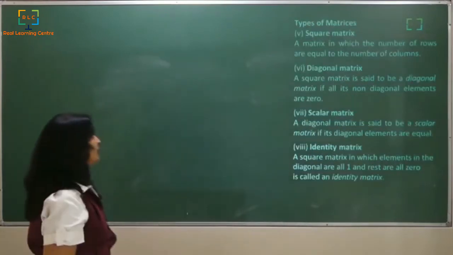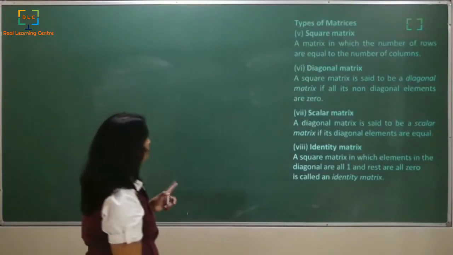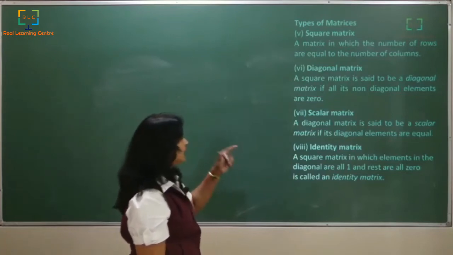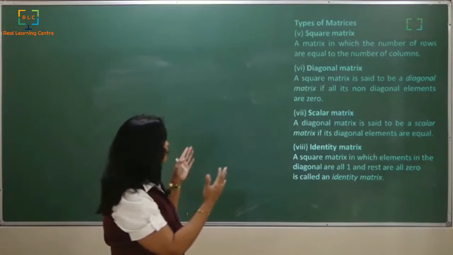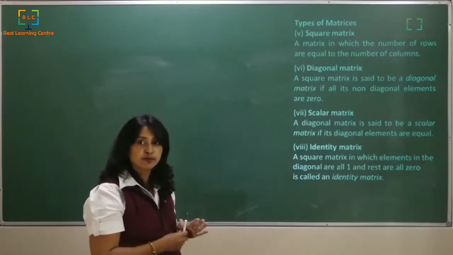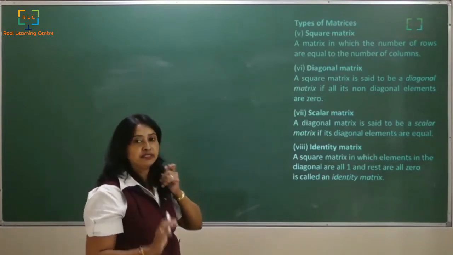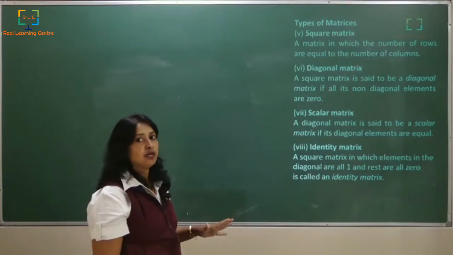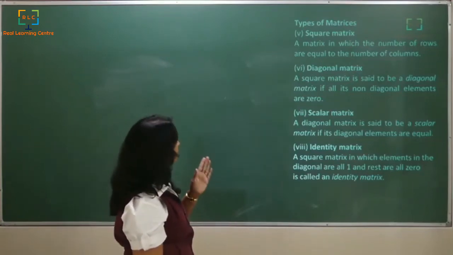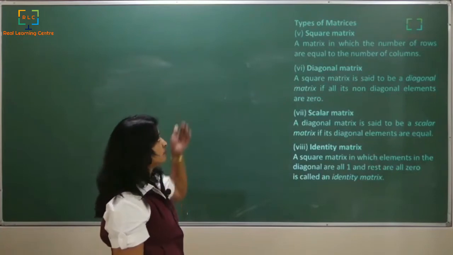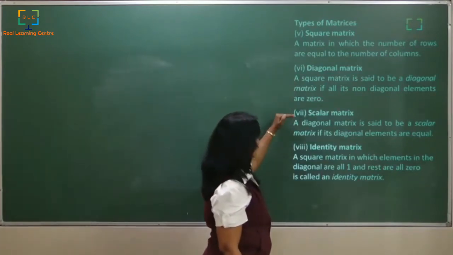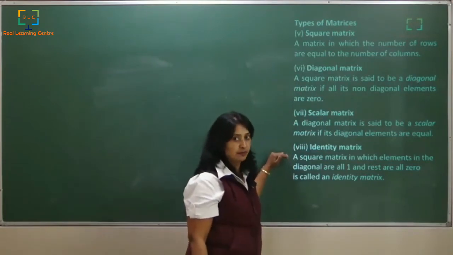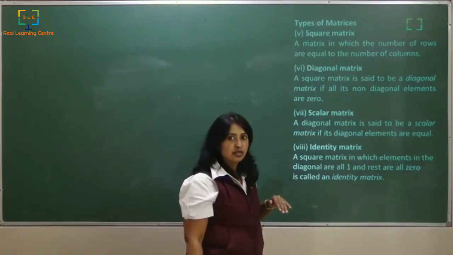Here we have the next types of matrices. We have square matrices, and then the diagonal matrix, scalar, and identity. These four definitions are very important for one marker. You may get the definition and it has to be very accurate. We have taken all these together because from a square matrix you get a diagonal matrix, from a diagonal matrix you get the scalar matrix, and from a scalar matrix you get the identity matrix. They are all related to each other.